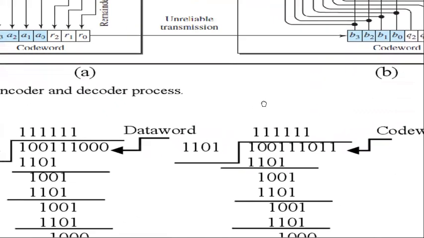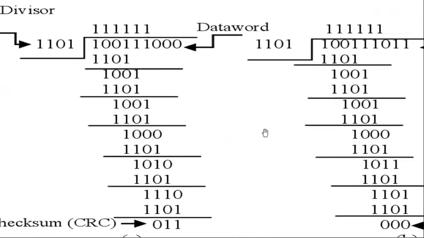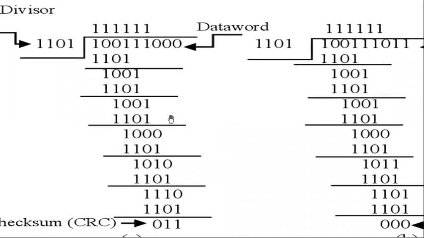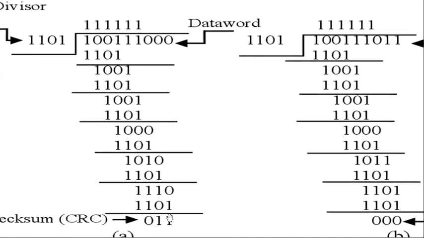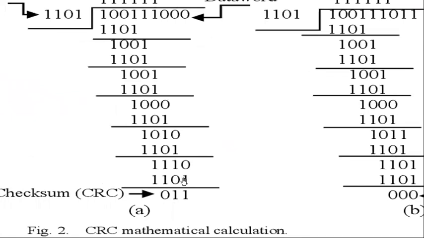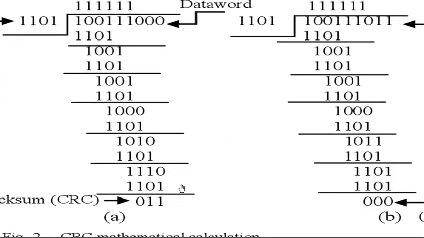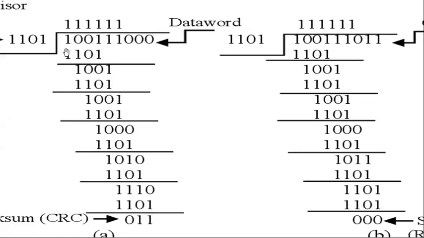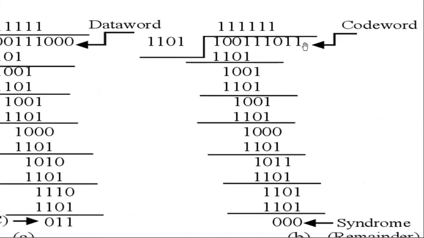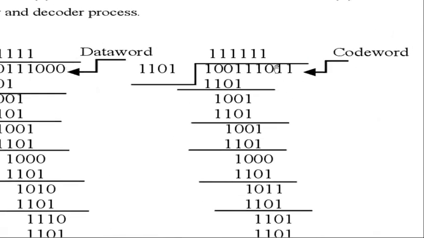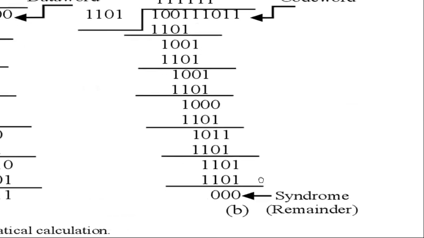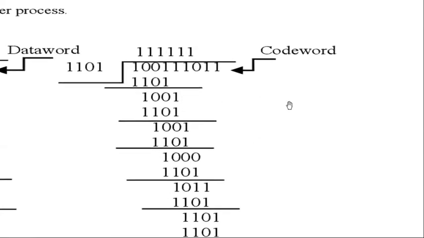Okay, so now for this same, we have an example. Here we are performing division, and then at the end we are getting a remainder. That remainder is known as a checksum or CRC, which is added to your code word. So this is your data word 10111, and 3 zeros are added. Here we are adding the checksum 011 at the end, and then again we are using the same divisor and dividing it, and at the end if the syndrome or the remainder is all 0, then the code word is accepted.